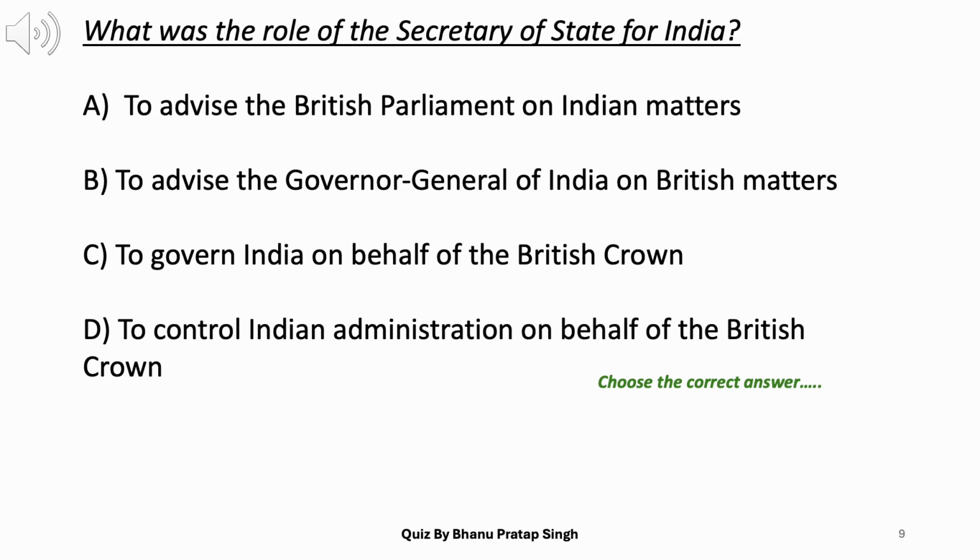9. What was the role of the Secretary of State for India? A. To advise the British Parliament on Indian matters. B. To advise the Governor-General of India on British matters. C. To govern India on behalf of the British Crown. D. To control Indian administration on behalf of the British Crown.